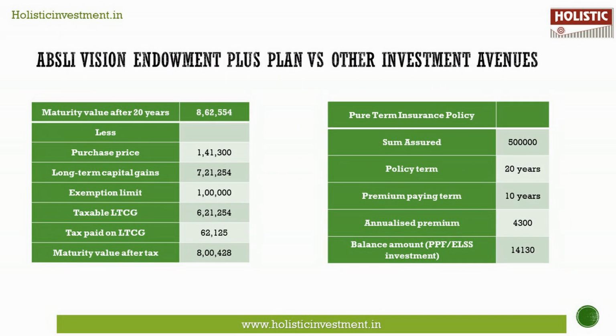Since the return produced by the ABSLI Vision Endowment Plus plan won't beat inflation, it is better for investors to rely on alternative investments to generate higher returns. The alternative investment that we are considering is a pure term insurance along with PPF or ELSS. The reason we took this investment combo is because it offers the same dual benefits as the ABSLI Vision plan does. And also at the end of the analysis, the investor gets to know whether investing separately would generate higher returns, or investing in a dual benefit policy such as the ABSLI Vision Endowment Plus plan could generate higher returns. Which one would be beneficial to his financial goals?